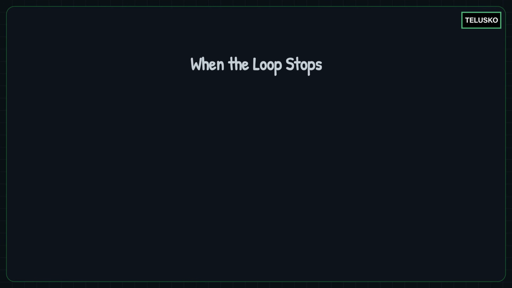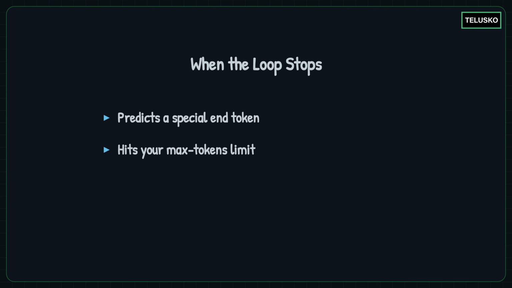So how does it ever know to stop? The loop keeps spinning until one of two things happens. Either the model predicts a special end token that signals the thought is complete, or it simply hits your max tokens limit and cuts itself off. The thing is, this reprocessing sounds expensive, and it is. That is why modern models cache their earlier calculations, so each new token becomes much cheaper to compute without you having to change a single line of code.